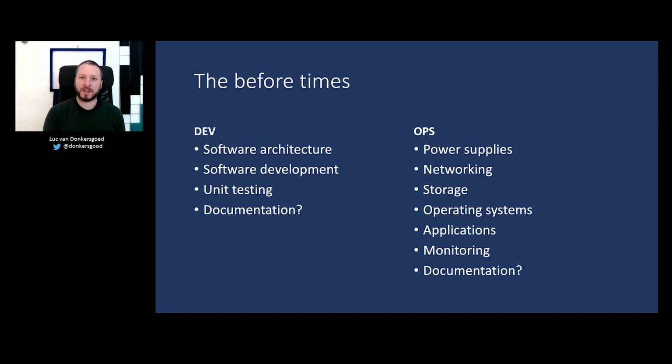You had the development team, which were responsible for software architecture, software development, unit testing, and if you're lucky, they would also write some documentation. Then you had the operations team, which were responsible for power supplies, networking, storage, the storage area network, operating systems, but also the applications, the libraries, and all the frameworks, and managing all of that for the applications that they hosted. And of course, they were responsible for monitoring, and if you're lucky, they would also write some documentation.